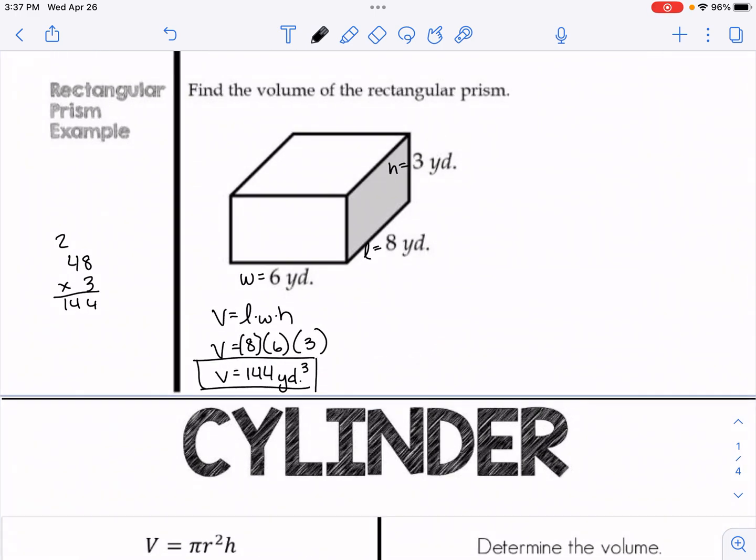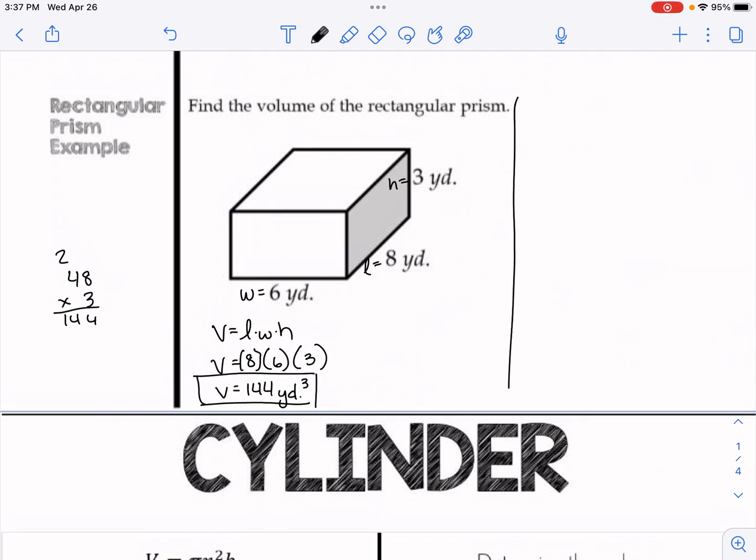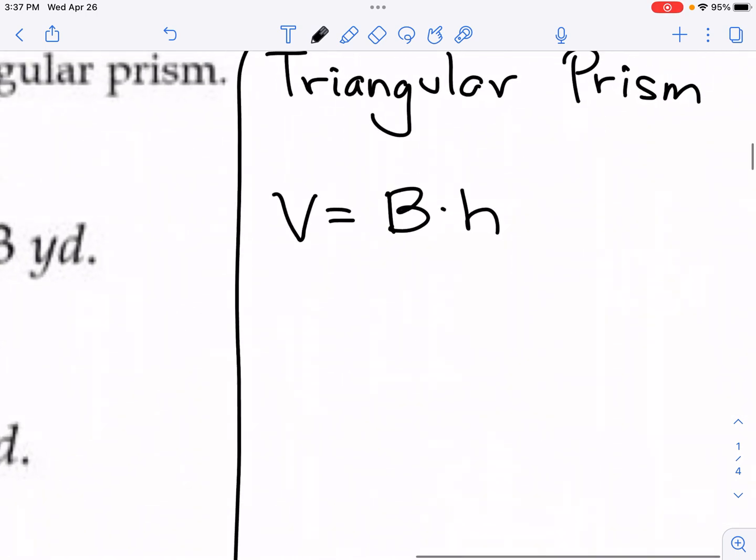And for this, I'm gonna do a slightly different problem that I want to include here. I like to include a triangular prism. So it's V equal to, and the way I want you to think about this, right? It's not just you multiply 3 numbers. It's this. This capital B represents base, but it is the area of the base figure. So what I mean by this is for a rectangular prism, it's a rectangle. Triangular prism, it's a triangle.